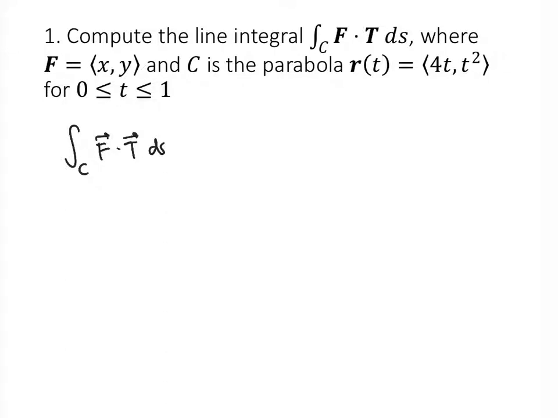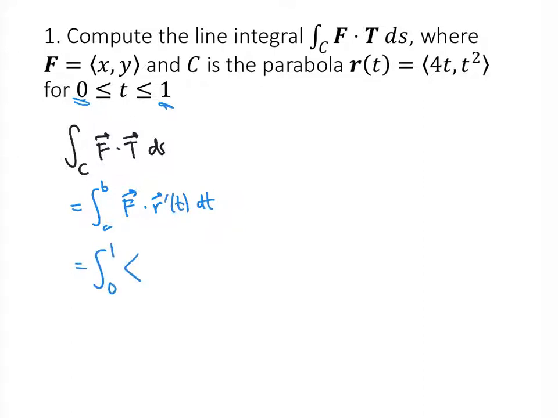capital T here is the unit tangent vector, and ds is our parameterization by arc length. And as we talked about in class, it turns out that this is really just the same as the integral from a to b of F dot r prime dt, where that's a dot product. So in this case, all we have to do is figure out the dot product of our vector field with the velocity vector for the parameterization, and then that will be a single variable Calc 1 style integral from, in this case, 0 to 1.